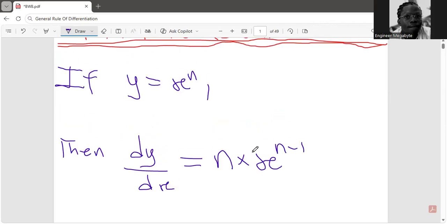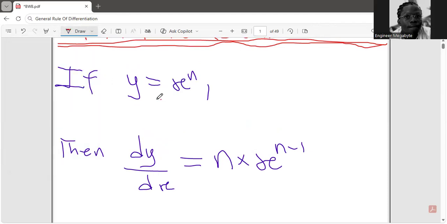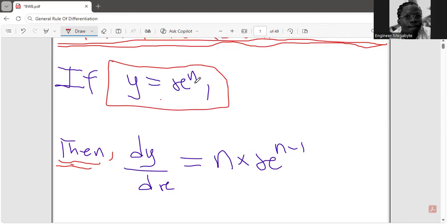Exponent. That is, the n, which is the exponent, is coming to multiply the coefficient of the x, which is 1. Then later you come and subtract 1 from the exponent, which is the n. Exactly. So I want you to take note of this very importantly. We are saying that if y is equal to x exponent n, then dy dx is equal to n x exponent n minus 1.